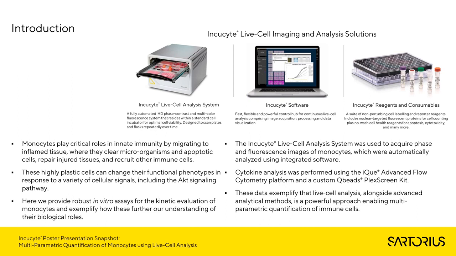The InKsight live cell analysis system was used to acquire phase and fluorescence images of monocytes, and these were automatically analysed using integrated software. If we look at the panel at the top, this shows the InKsight live cell analysis system, which is a fully automated phase contrast and multicolour fluorescence system that resides inside a standard cell culture incubator for optimal cell viability. It's designed to scan plates and flasks repeatedly over time.